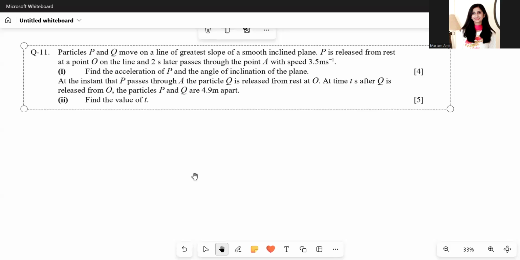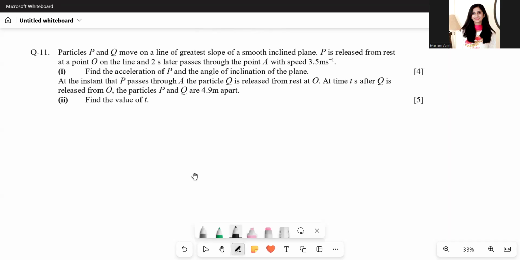Question number 11 on the worksheet on inclined planes, forces on inclined planes. Particles P and Q move on a line of greatest slope of a smooth inclined plane. For a smooth plane, that means there's no friction. Friction is equal to 0. P is released from rest at a point O.